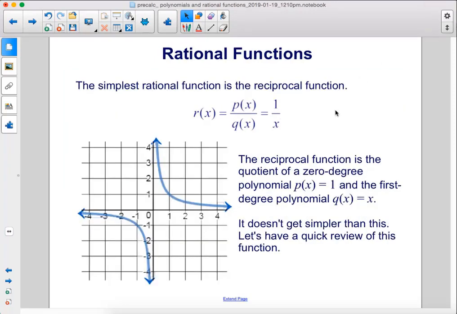The simplest rational function is the reciprocal function, 1 over x. The reciprocal function is the quotient of a 0-degree polynomial p of x equals 1 and the first-degree polynomial q of x equals x. It doesn't get simpler than this. Let's have a quick review of this function.